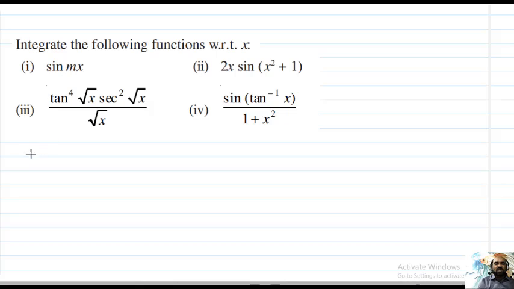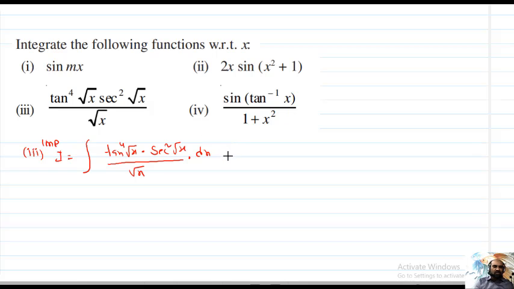Okay, so another problem, third problem, important and interesting problem. Students, listen. The integral of tan power 4 root x into secant square root x by root x dx.